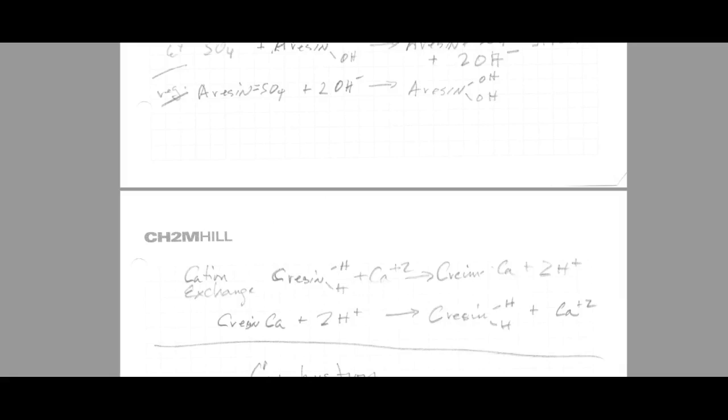So you'd have the resin with 2 hydrogen ions attached, reacting with the calcium in the solution, capturing the calcium and releasing the hydrogen ions. Then the resin is regenerated with strong acid, could be sulfuric acid, could be hydrochloric acid typically, and then the calcium, magnesium, sodium, whatever cations you are taking out are in the waste.